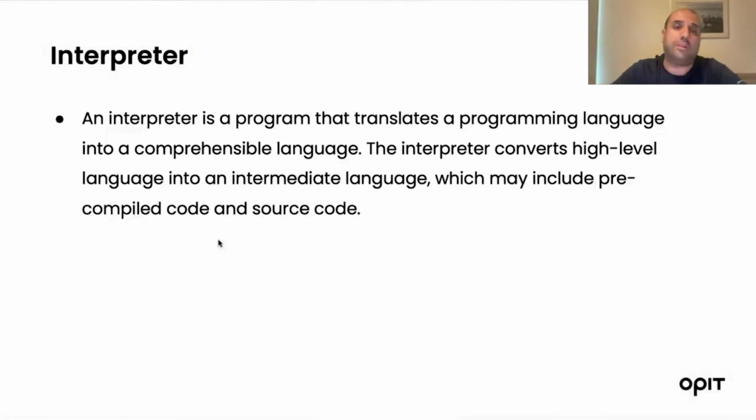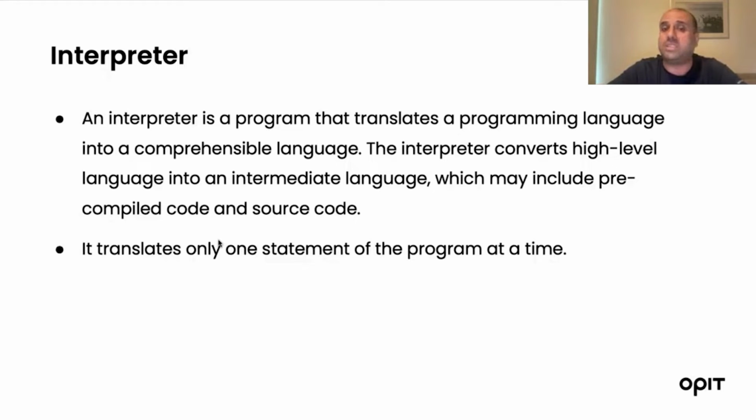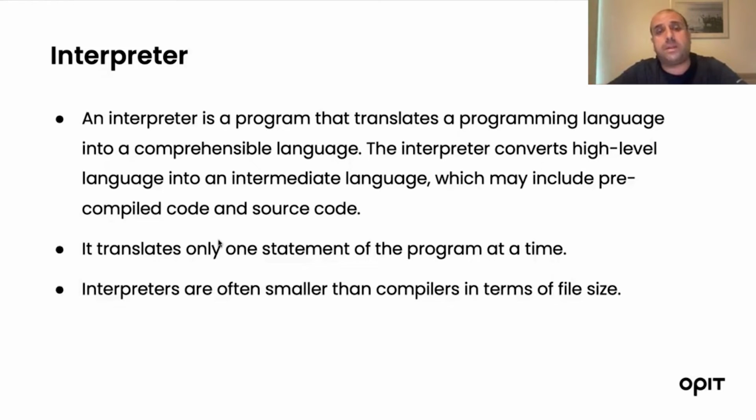What about the interpreter? The interpreter is a program that translates a programming language into a language comprehensible by the machine. The interpreter converts high-level language into an intermediate language that may include pre-compiled code and source code. As I mentioned before, it's similar to a compiler. The difference is that the interpreter does this line by line, not as a whole like the compiler. So it translates only one statement of the program at a time. Interpreters are often smaller than compilers in terms of file size.